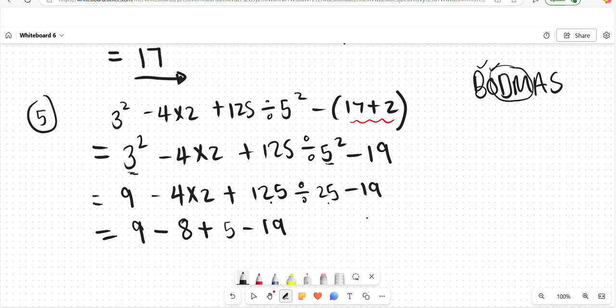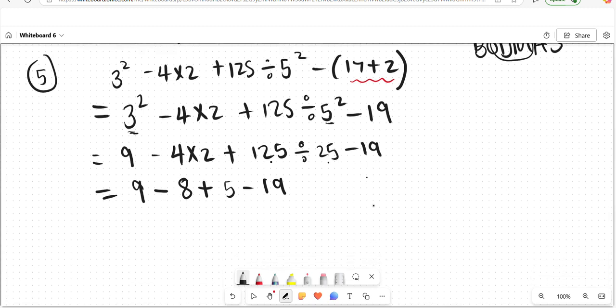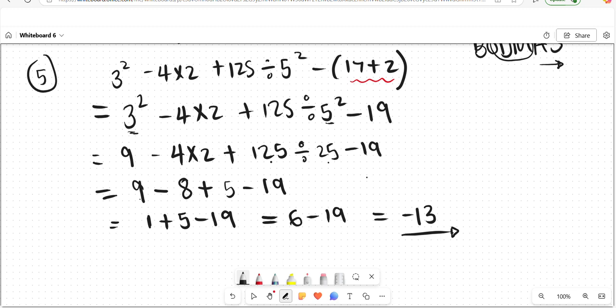And I end up with something that looks like this. Then at this point, we're doing our additions and subtraction. Again, we're moving from left to right. So 9 minus 8 will give me a 1. Let me just do this step by step. And 1 plus 5 would give me a 6. And 6 minus 19. If you know your integers, you should be getting a negative 13 there.